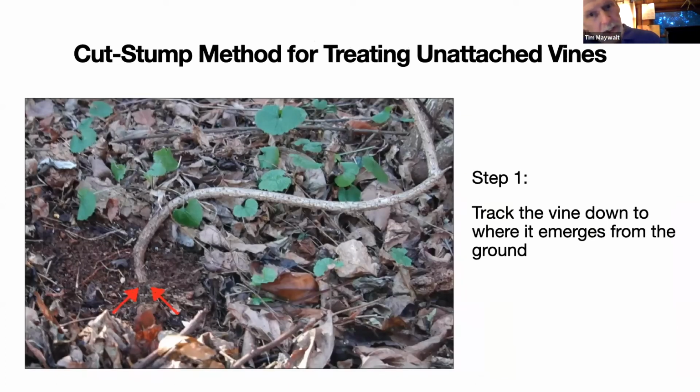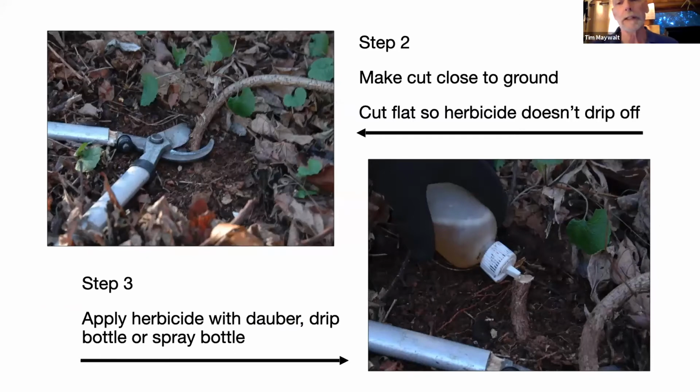So let's say you have these unattached vines. Bittersweet is an example of those. What you want to do is track them down where they come off the tree and see where they go into the ground. Track it down to where it comes out of the ground. Next slide. And you want to cut the vine right at ground level.